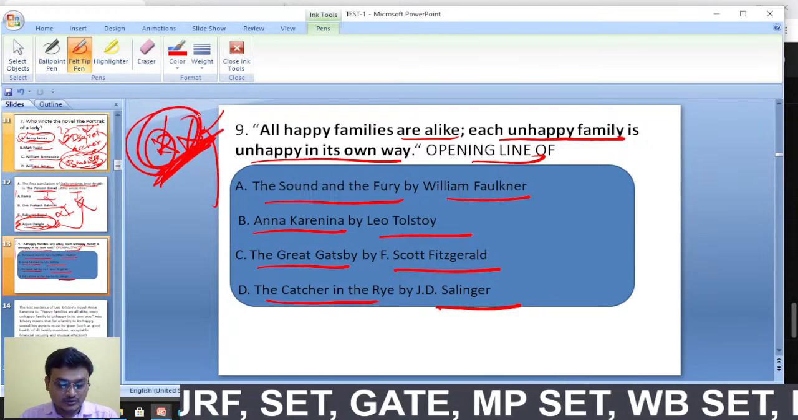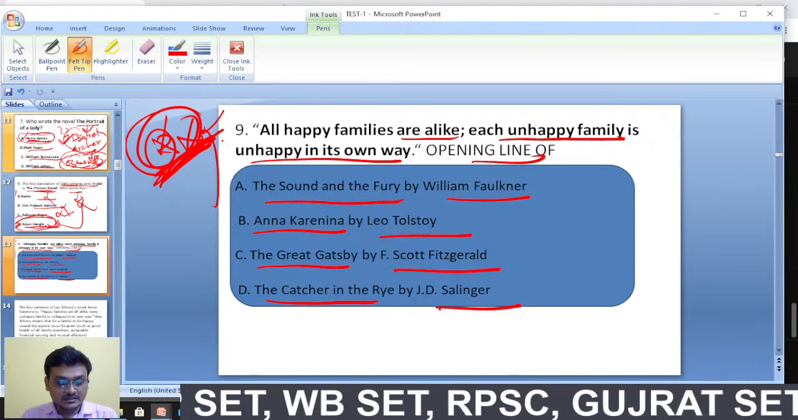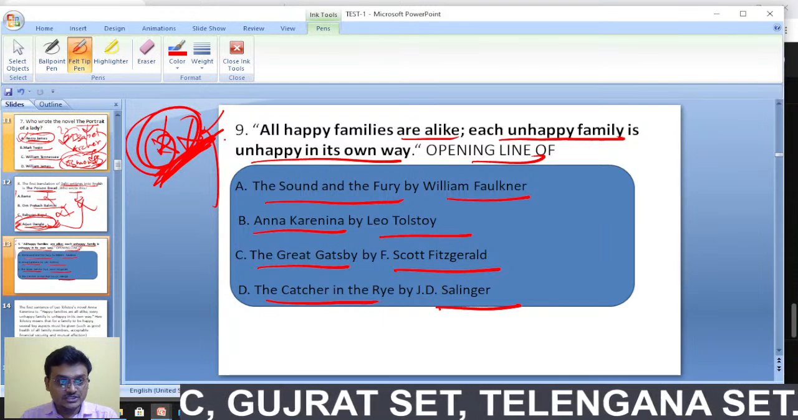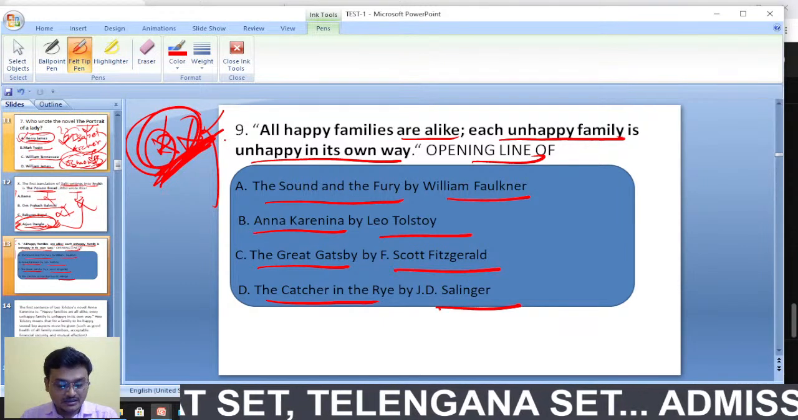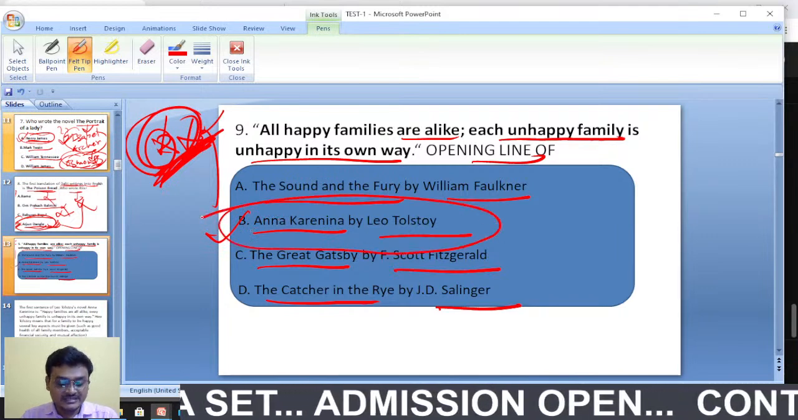This is the famous opening line. Excellent. Okay, now we have changed. Excellent. The second one is right actually. Excellent. So Anandita is the one who gave the answer. Yeah, excellent. It is excellent, Sujarita. It is Anna Karenina. This is the famous opening line by Leo Tolstoy that all happy families are alike.